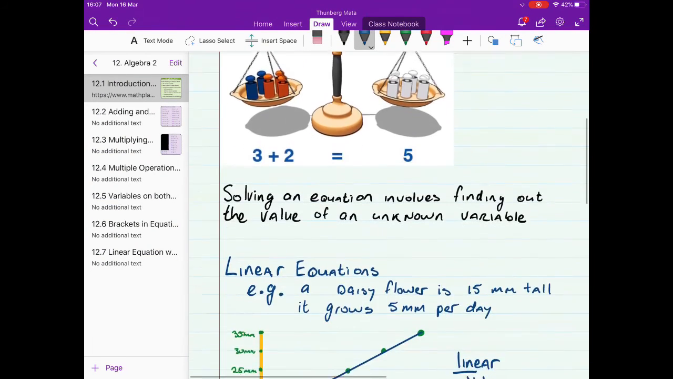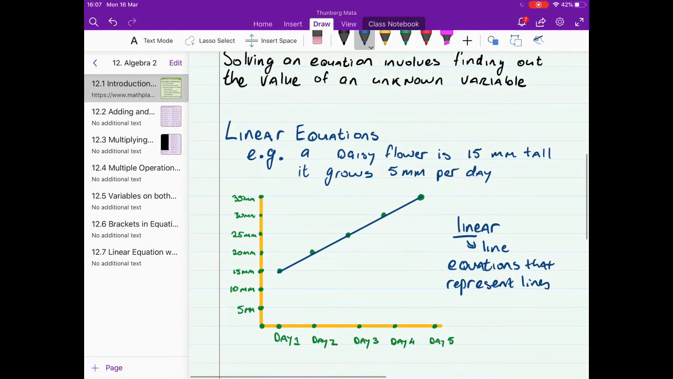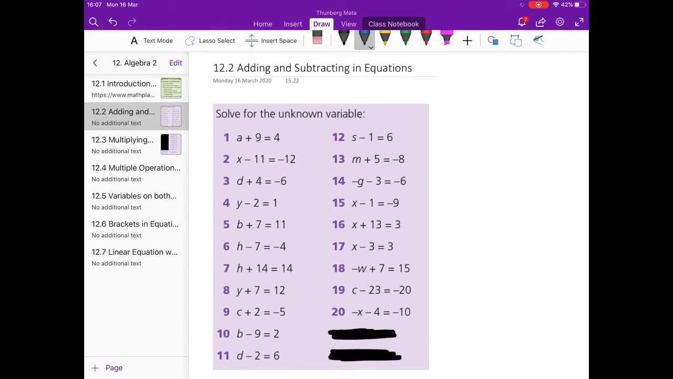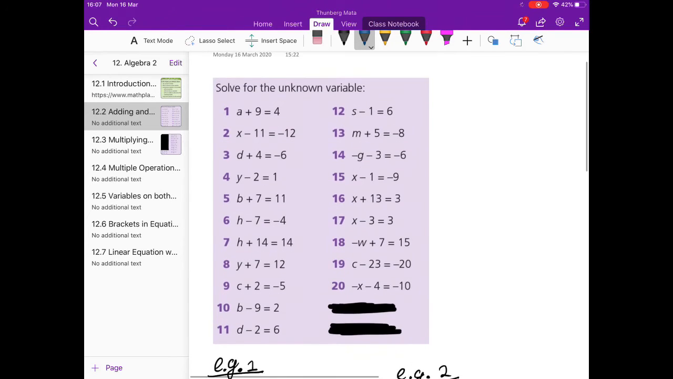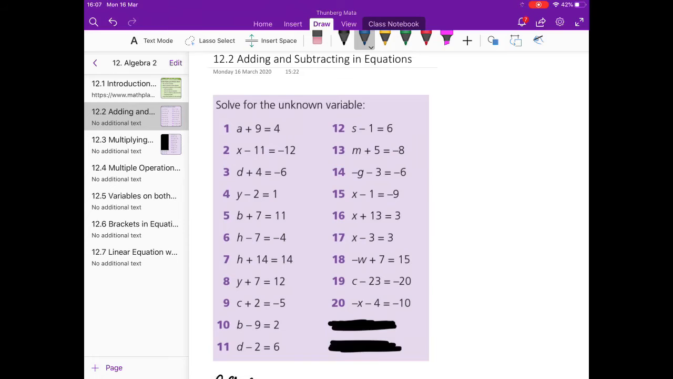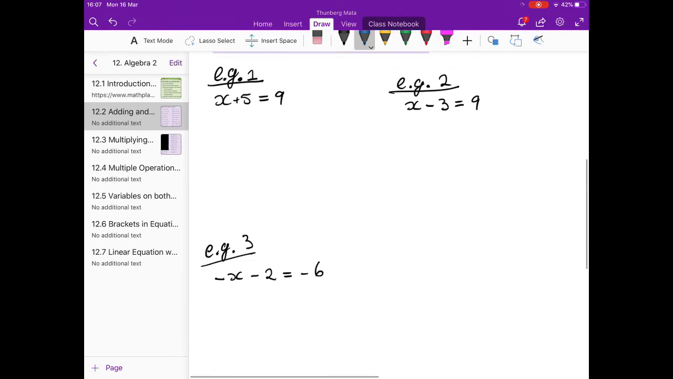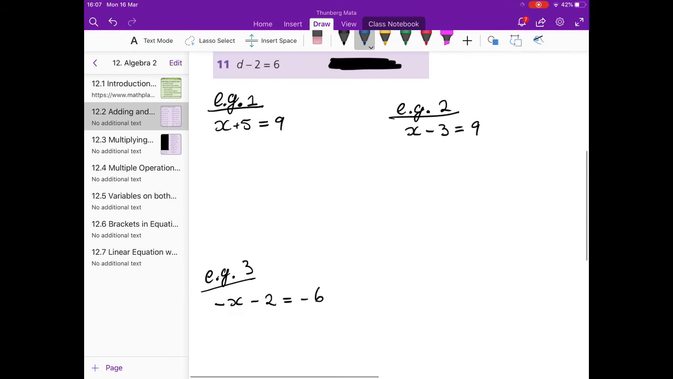So that's our introduction complete. And now we want to go into looking at how we add and subtract in equations. So here are some examples of equations similar to the one we've seen previously on the interactive website. And here are 3 examples that I'm going to do out below here.